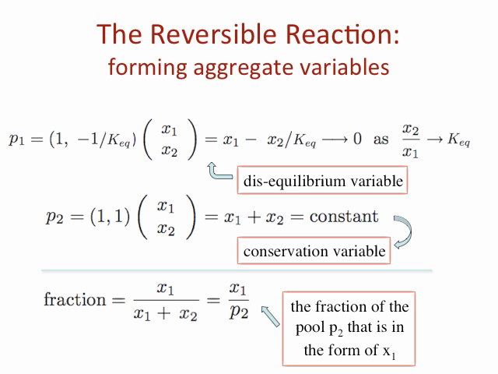A third quantity we will see appear throughout this class is the state of a pool. So in this case, P2 is the total mass in the system, and if I take the ratio between x1 and P2, I see what fraction of that pool is in the form of x1. We will see this many times. For instance, with macromolecules like protein, there may be a total amount of protein present, but it can take on many different forms. And it's useful to know what fraction of the protein is in a particular state.